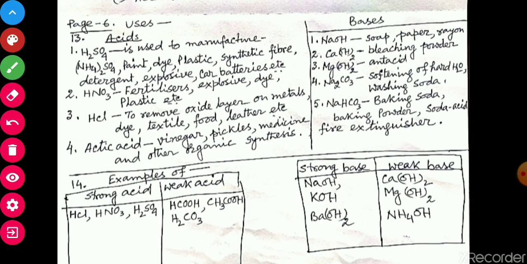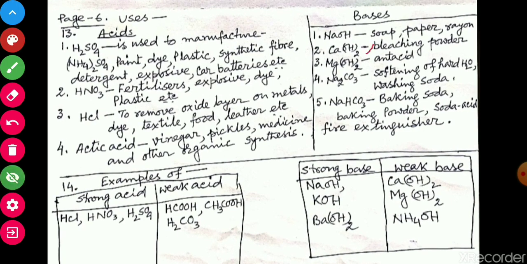Uses of acids. H2SO4 is used to manufacture ammonium sulfate, paint, dye, plastic, synthetic fiber, detergent, explosive, car battery, etc. HNO3 is used for fertilizers, explosive, dye, plastic, etc. HCl is used to remove the oxide layer on metals before galvanization. It can be used in preparation of dye, textile, food, leather, etc. Acetic acid is used for vinegar, pickles, medicine and other organic synthesis.